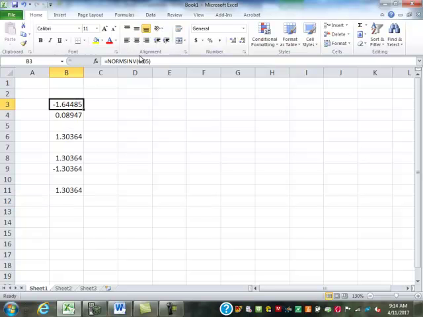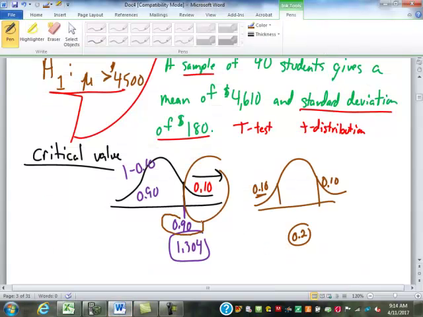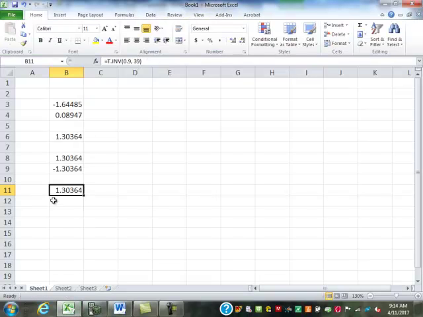You did NORM.S.INV of 0.05. We would have had to do 0.95 if it was on the right tail. So same here. The left tail probability is 0.90, and there's 39 degrees of freedom. That gives us the 1.304. So they do have an advanced function that does one-tailed inverses in Excel now. Remember, that is T.INV. You have to have the period in there or it won't work.